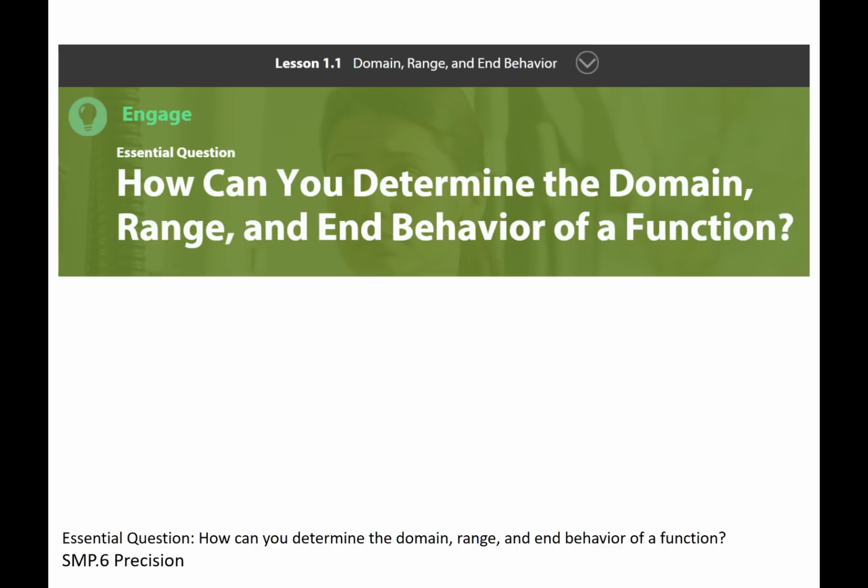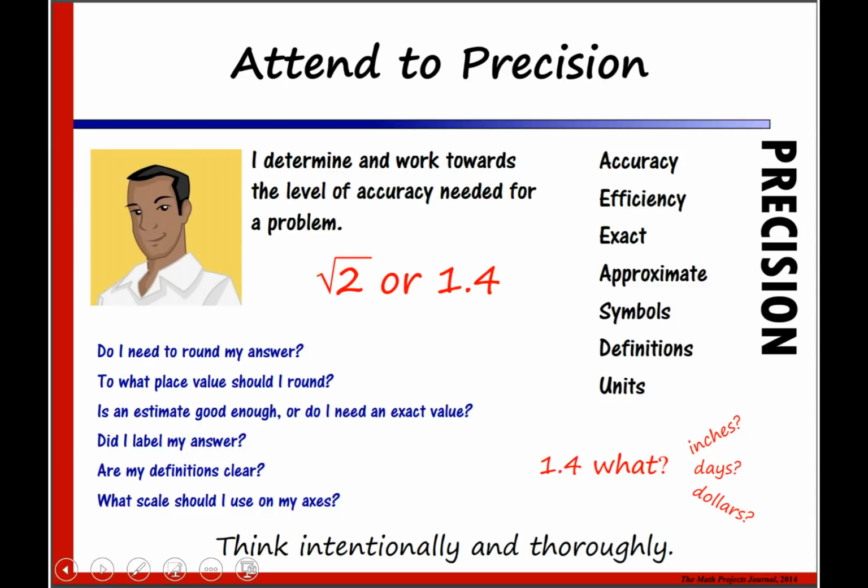So today's lesson is on domain, range, and end behavior. We're going to learn how we determine each one of those. Our standard for mathematical practice today is precision.